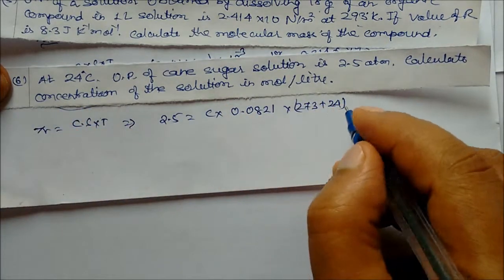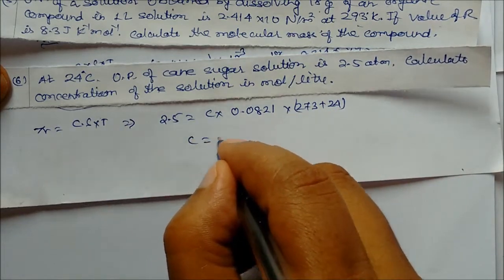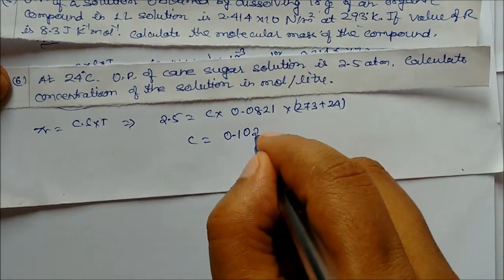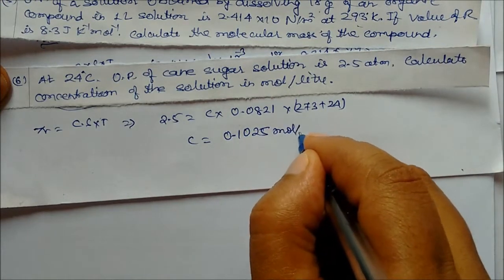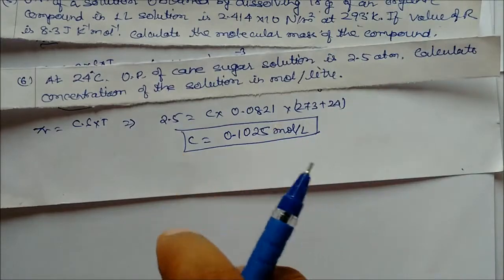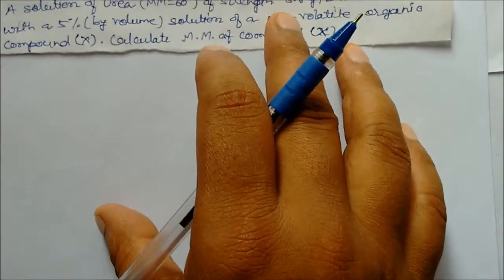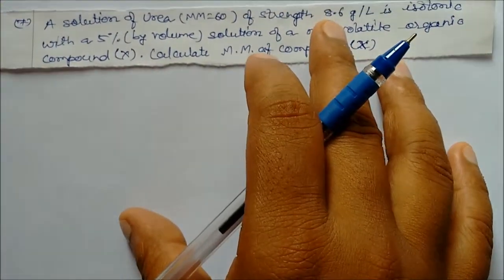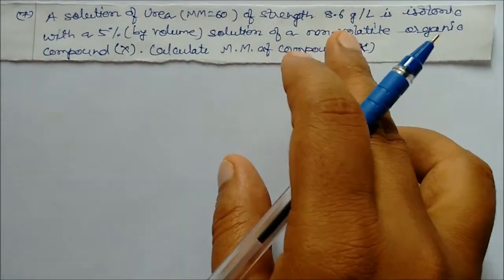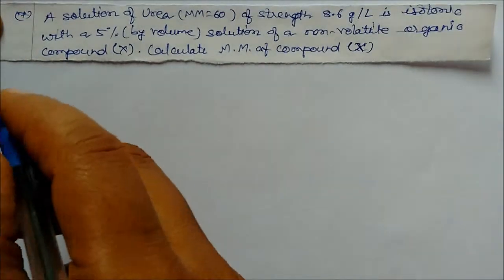So it will be 297. On solving, C will be directly 0.1025 mole per liter. So this is the concentration of the solution. So all questions are very easy. We can easily solve this type of problems. Now we'll see some more problems. We are taking some initial questions, which are very useful for our CBSE examinations and NCERT examinations. Some questions of different level will be given after this one. So this is the first level of questions.